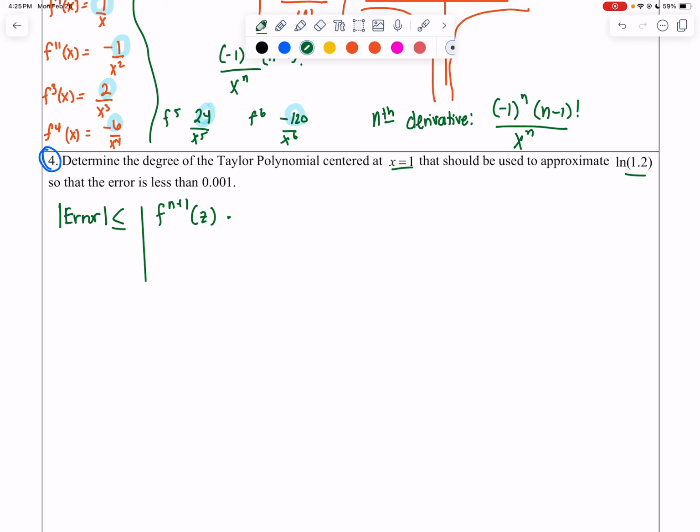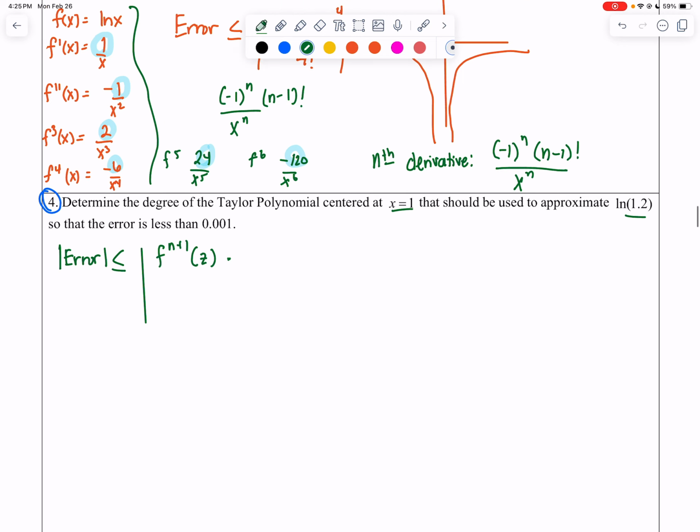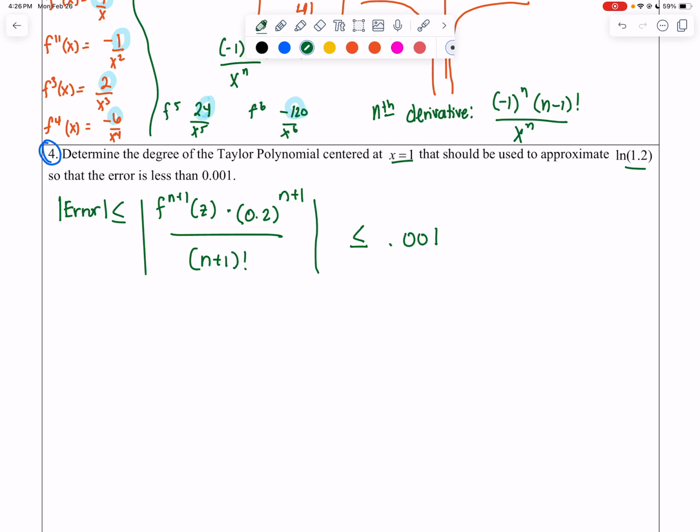I still know that this right here is just going to be 0.2. And then I'm going to have n plus 1 factorial. And this right here eventually needs to be less than 0.001. If my nth derivative is this right here, then this is going to tell me that my n plus 1 derivative is going to look like negative 1 to the n plus 1 n factorial over x to the n plus 1.